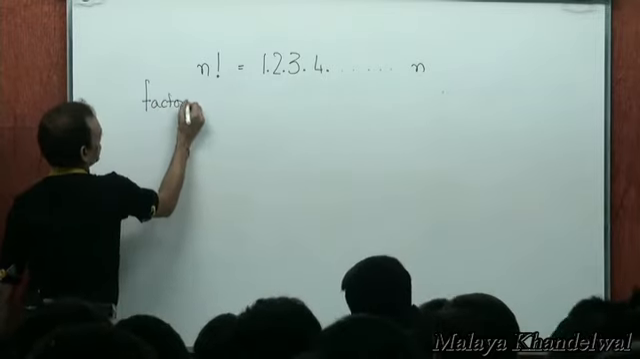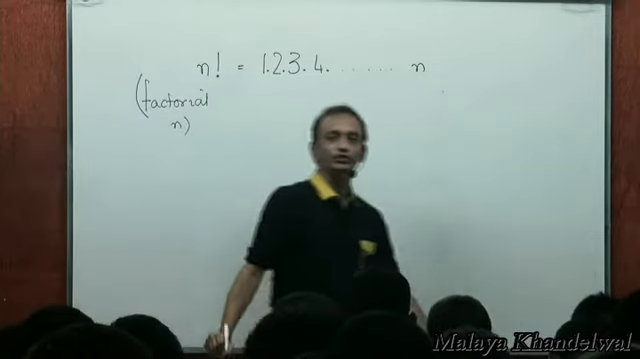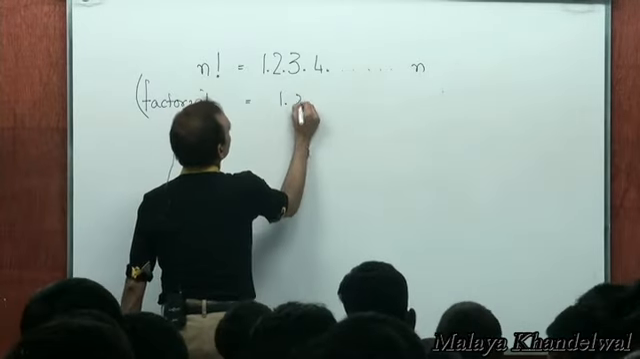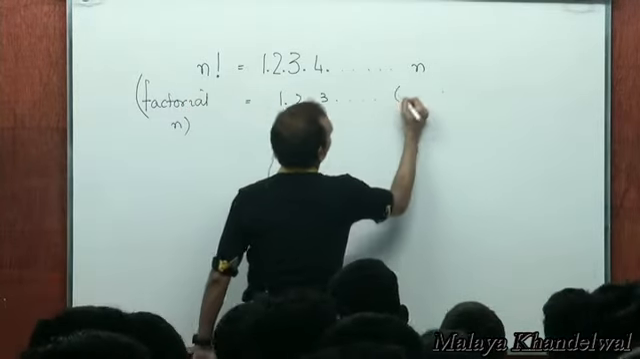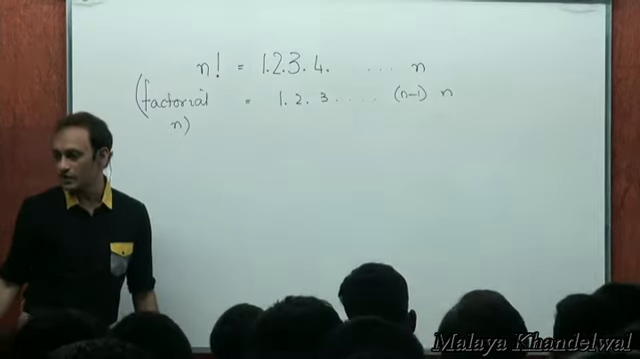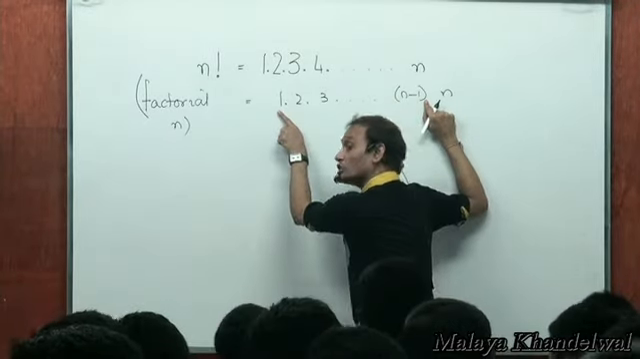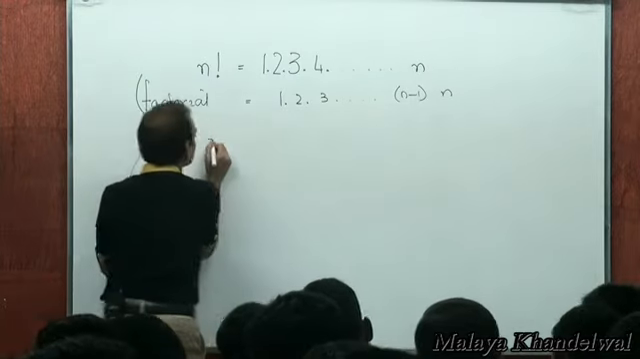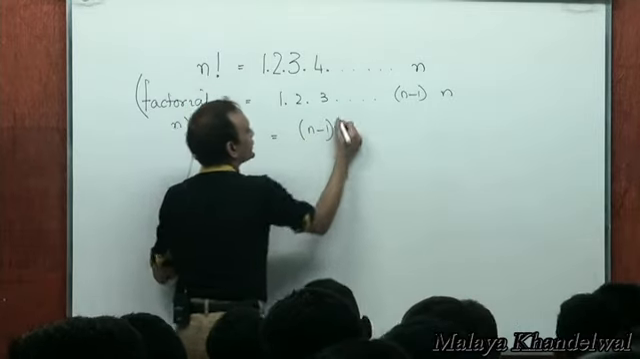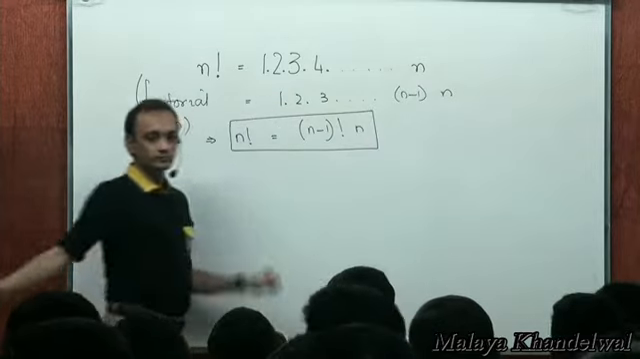That's factorial n. Product of the first n natural numbers. 1 into 2 into 3 into 4 up to n. This could also be written as 1 into 2 into 3 up to n minus 1 into n. But 1 into 2 into 3 up to n minus 1 is by definition n minus 1 factorial. So that means n factorial is n minus 1 factorial into n. This is true for all n, right?